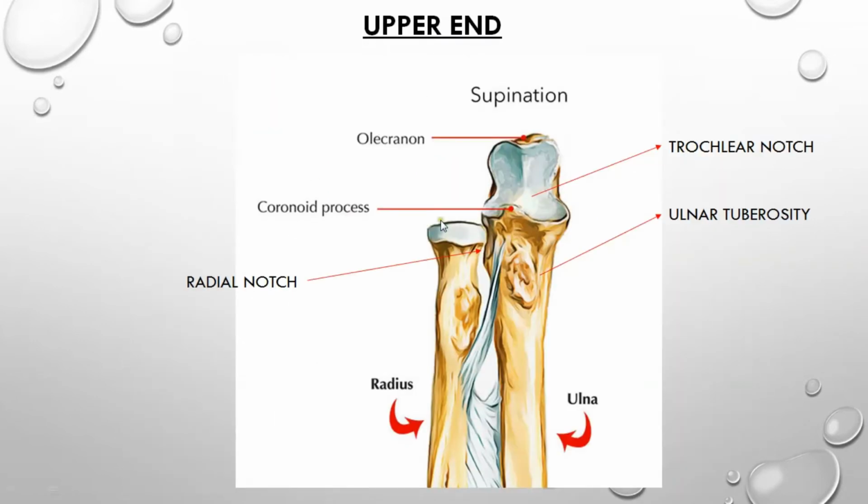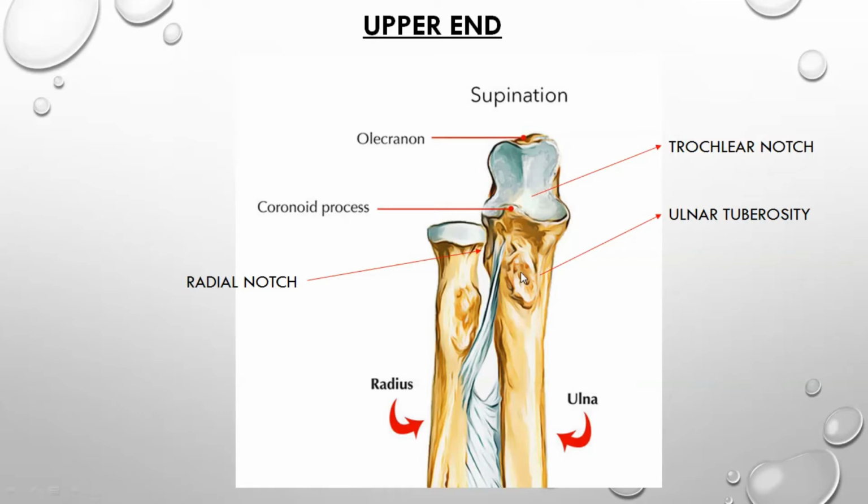Now look at this picture. This whole is the coronoid process. Its superolateral surface forms the trochlear notch. The lateral surface forms the radial notch, which articulates with the head of the radius. Below the radial notch, there is the supinator crest. And then the most important feature on the coronoid process is the presence of the ulnar tuberosity.